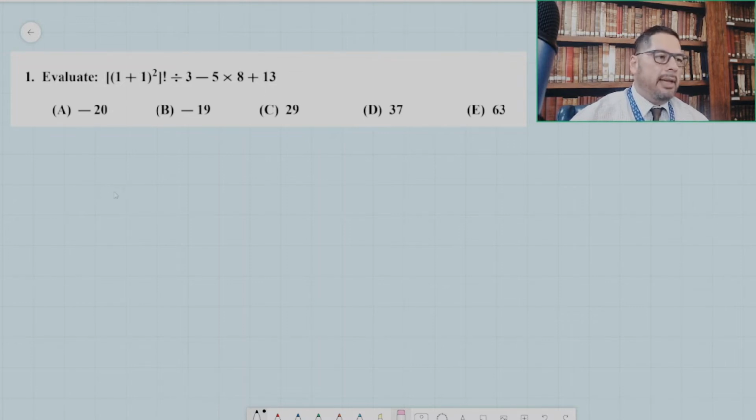Now, a second thing: where does that factorial fall when we talk about PEMDAS or GEMDAS? Generally speaking, the factorial is right behind the parentheses and before the exponent as far as priority is concerned.